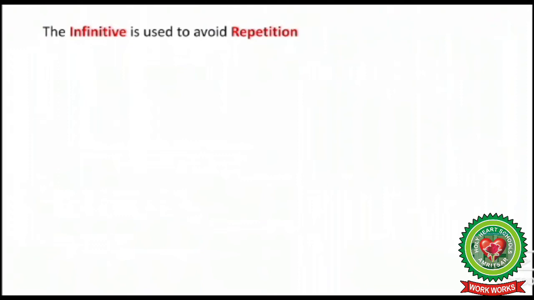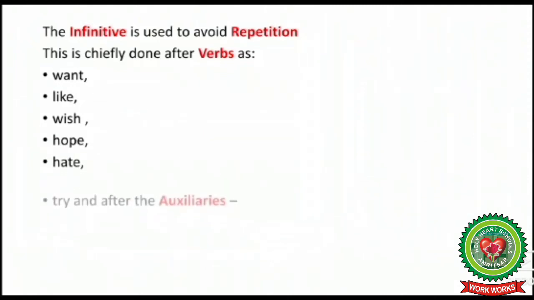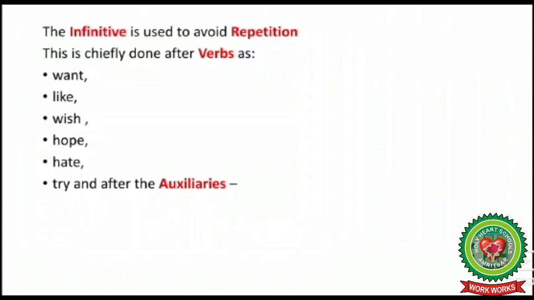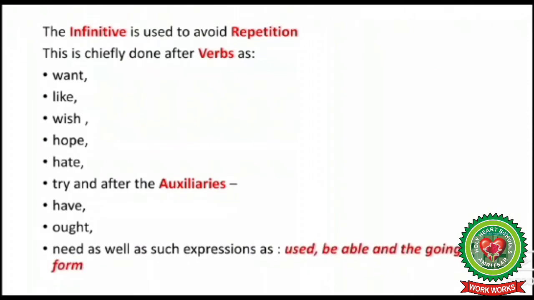Let us proceed further. The infinitive is used to avoid repetition. This is chiefly done after verbs such as want, like, wish, hope, hate, try, and after the auxiliaries have, ought, need, as well as such expressions as used, be able, and the going to form.